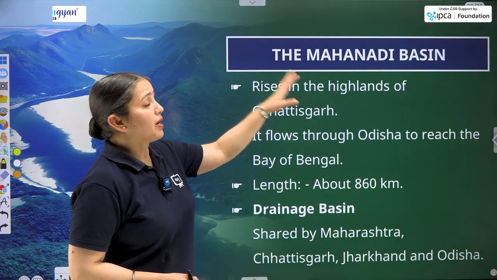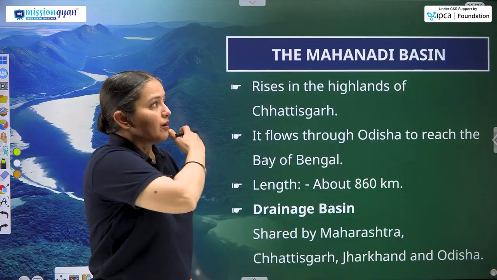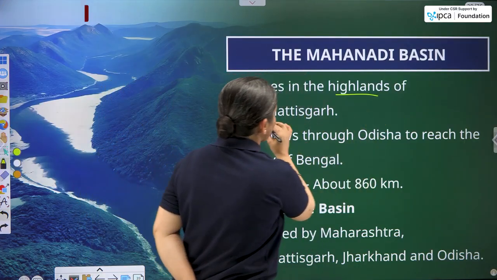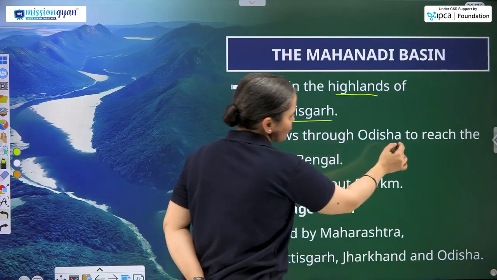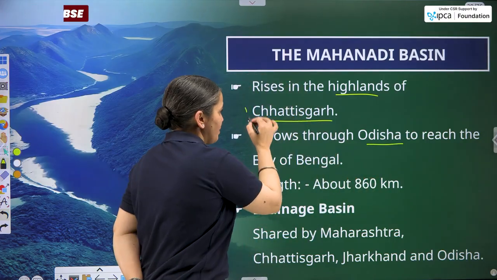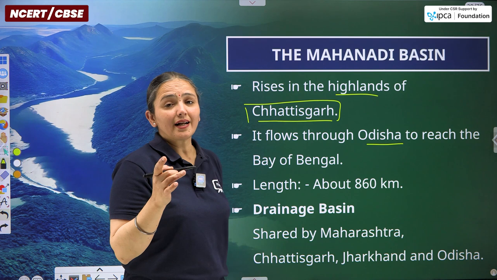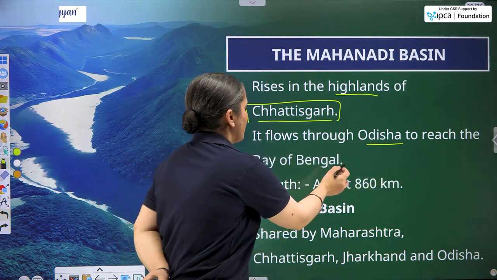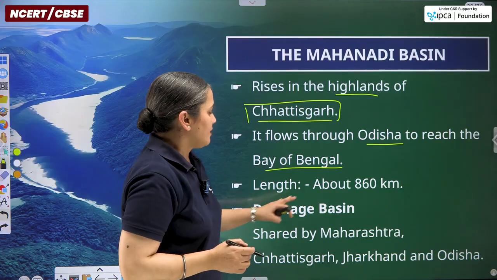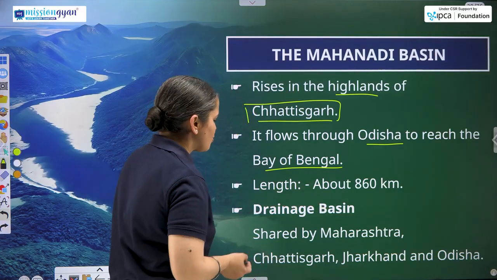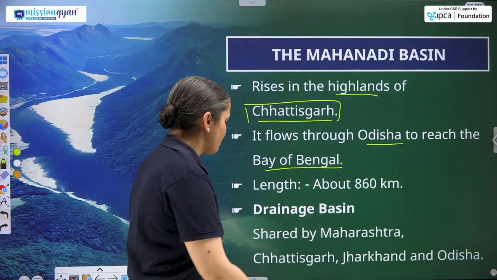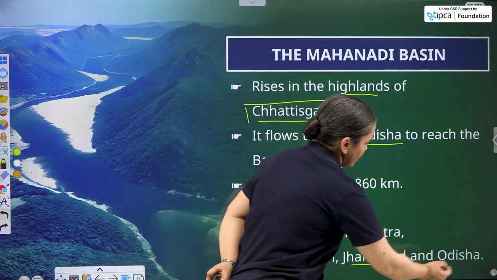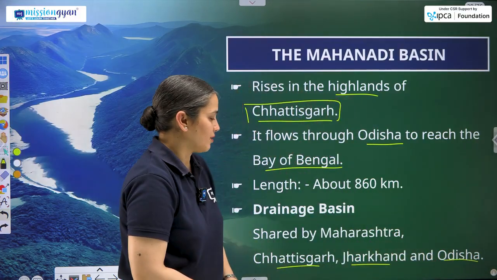Next, the fourth one, the Mahanadi basin. The Mahanadi river flows entirely through this region. It rises in the highlands of Chhattisgarh and flows through Odisha. Chhattisgarh is a particularly new state that has been carved out from Madhya Pradesh. It reaches the Bay of Bengal. Length is about 860 kilometers. Drainage basin is shared by Maharashtra, Chhattisgarh, Jharkhand and Odisha itself.